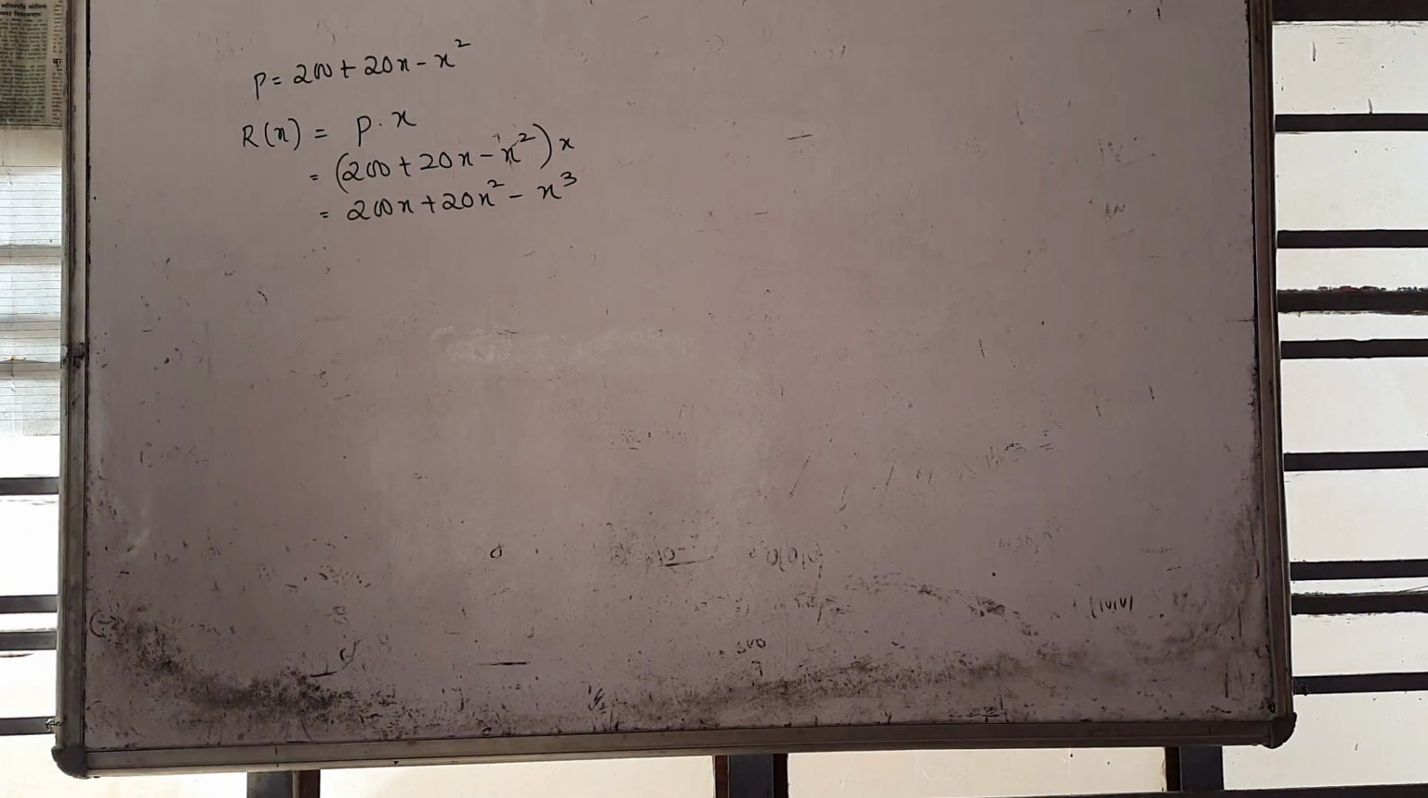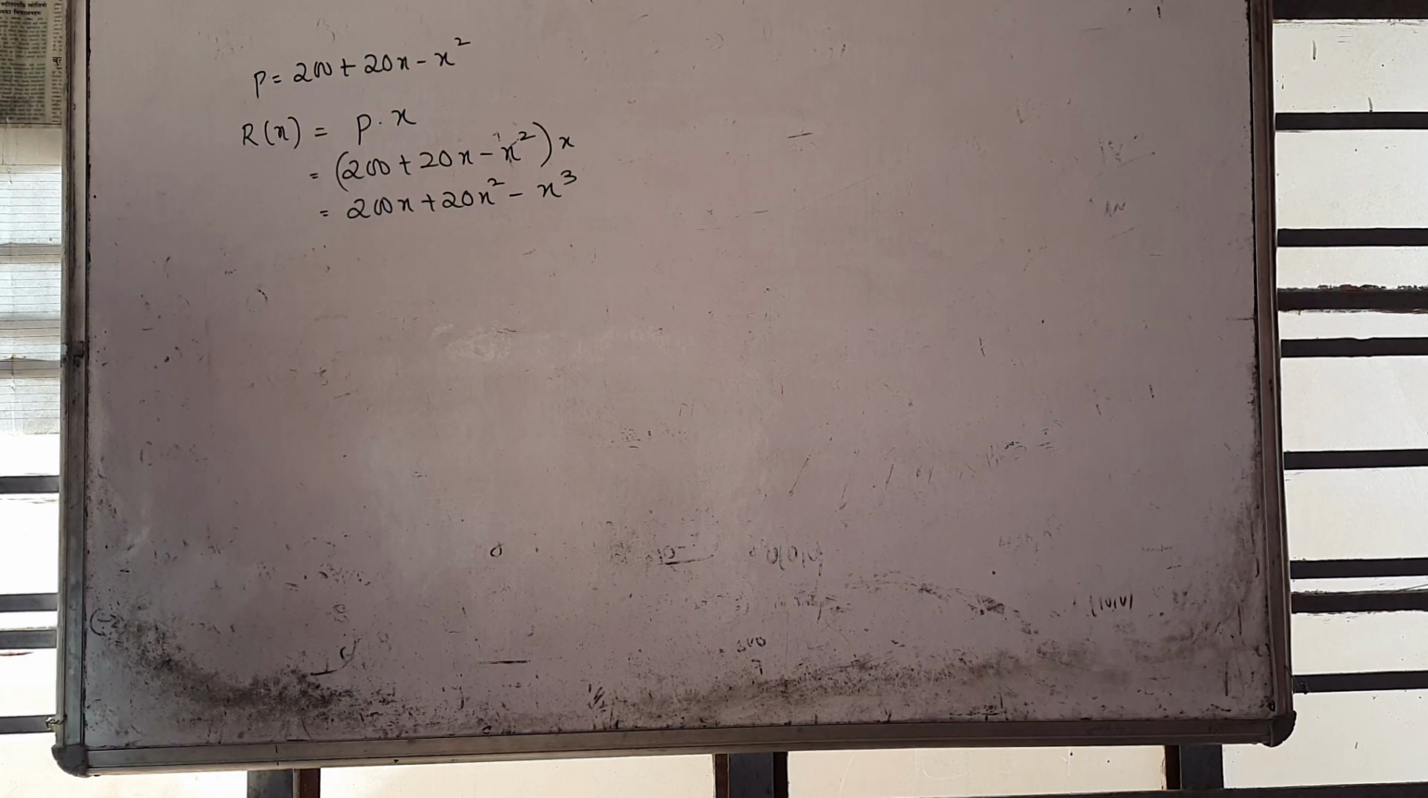You got the revenue. Now they are asking us what is the exact amount of increase in revenue when the sale is increased from 10 to 11. Previously they were selling 10 markers. Now they are saying they are selling 11 markers. So they want us to find out the increase. By how much is the money increased?